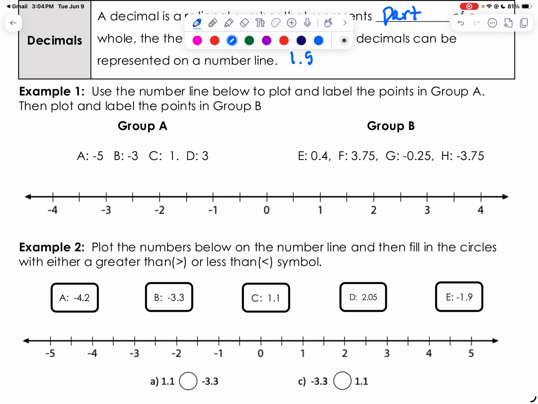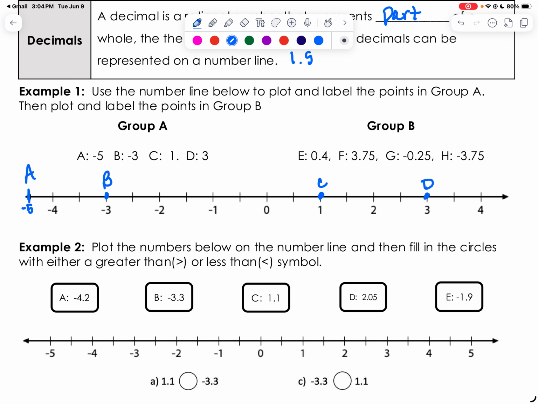In group A, we have point A at -5. So I'm going to find the -4, and then they didn't draw it in, but we can extend our number line here and say that point A is at -5. Point B is at -3. Point C is at +1, and point D is at +3. Now, what I want you to notice is that all of these numbers were integers. They were either a whole number, 0, 1, 2, 3, 4, or an opposite of a whole number.